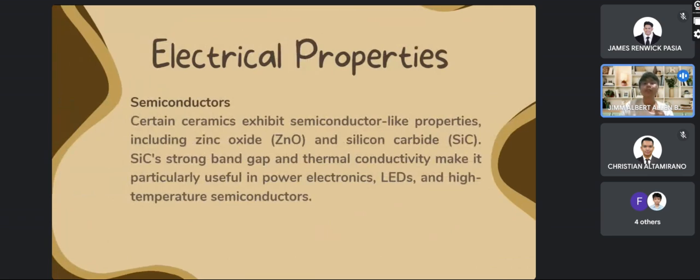Additionally, certain ceramics display semiconductor properties crucial for high-performance electronics. Materials like zinc oxide and silicon carbide behave like semiconductors. Silicon carbide, for example, has a wide band gap and excellent thermal conductivity, making it ideal for applications in power electronics, LEDs, and high-temperature conductors.